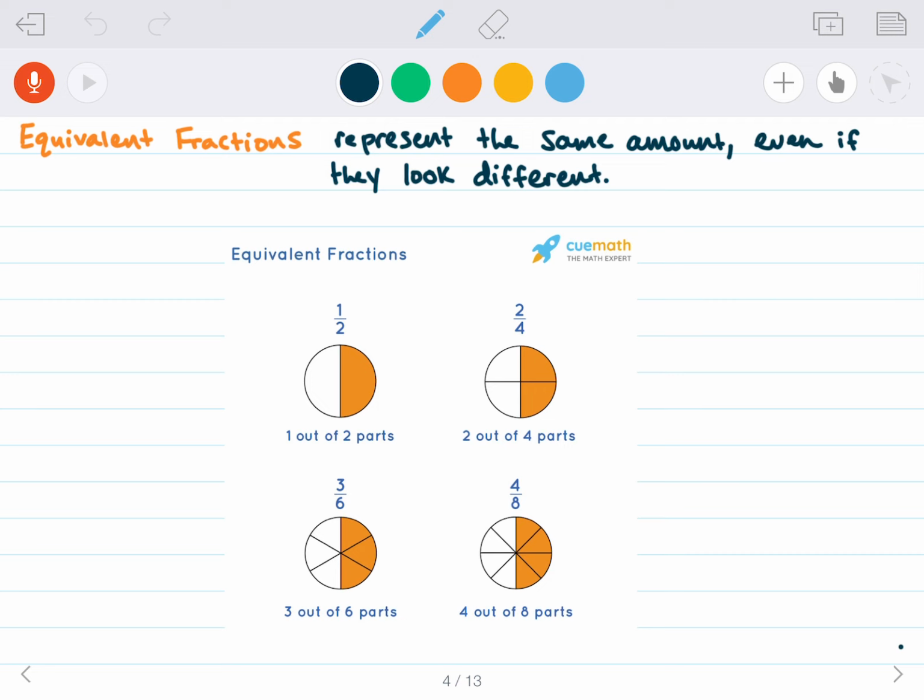So equivalent fractions represent the same amount even if they look different. If you imagine a pie, if we talk about half of a pie, half of a pie is the same thing as 2/4 of a pie. We're just making the cuts look different. And that's the same thing as 3/6 of the pie. It's the same thing as 4/8 of the pie. These are all the same amount of pie. So that's what equivalent fractions are. We just divvy up the pieces differently.